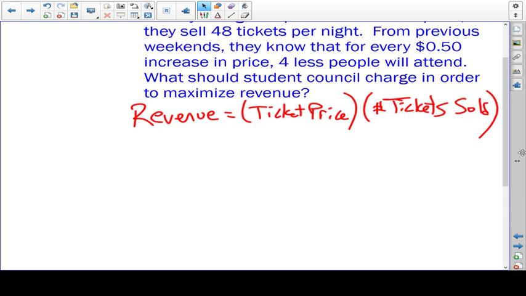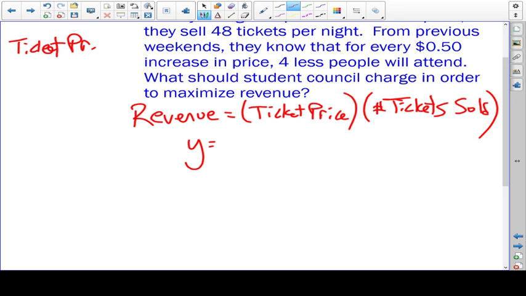So what I have to do is come up with an algebraic way of expressing that. Okay? Now, revenue, we can use the letter y to represent. That's fine. That could be our y. Now, how can we represent the ticket price? Well, we know that for the ticket price, the basis is the ticket price starts at $4. Okay? And so I'm going to put that there.